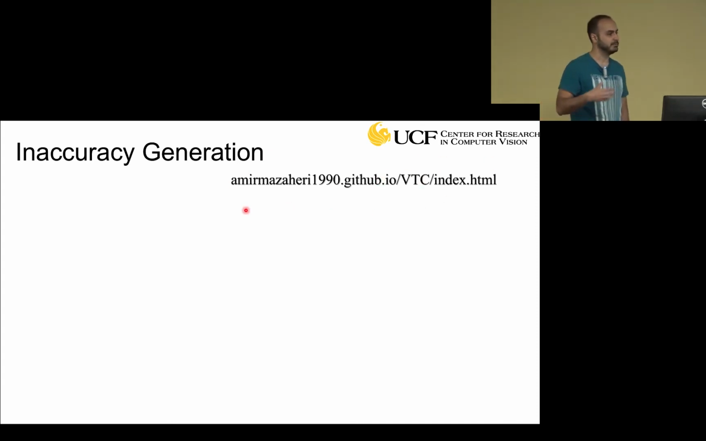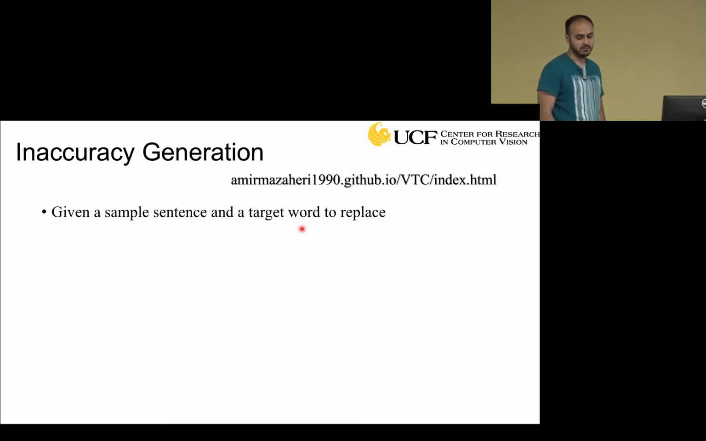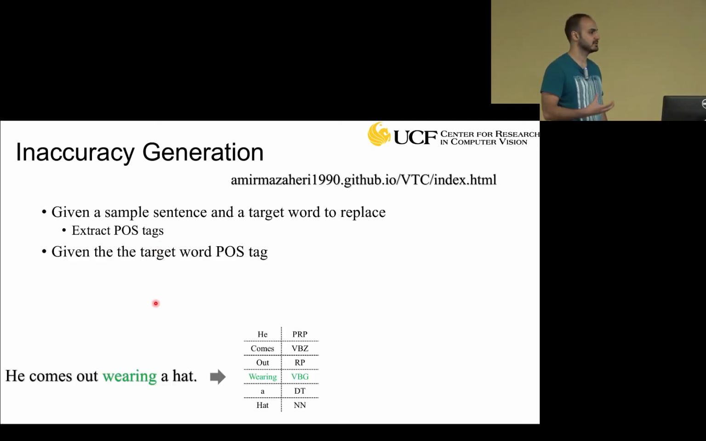And the way that we build the dataset for inaccuracy detection is, given a sample sentence and a target word to replace, we extract the part of speech tags. For example, in this sentence, it comes out wearing a hat is the accurate, original sentence, and we want to replace the word wearing to make it inaccurate. So we extract all the POS tags. As you can see, wearing is a kind of a verb.